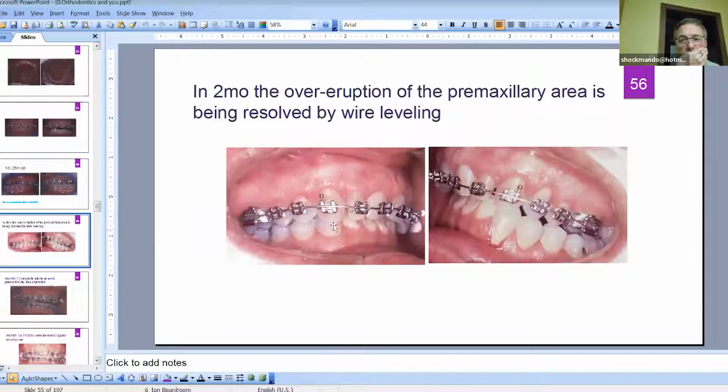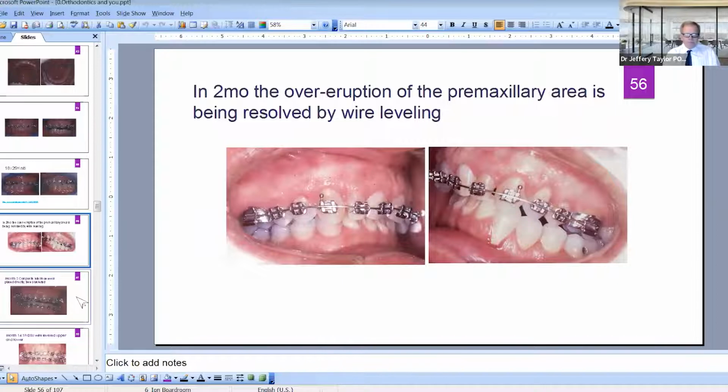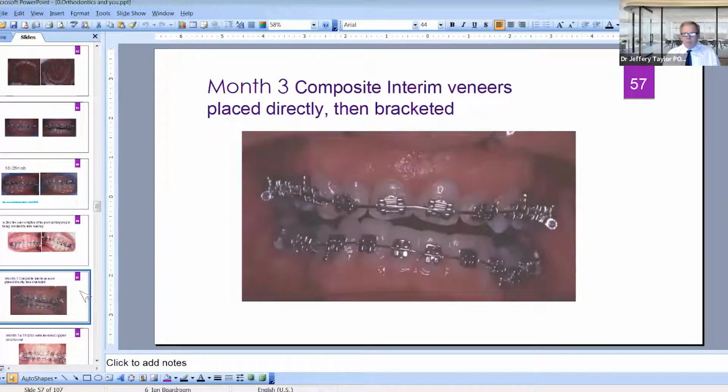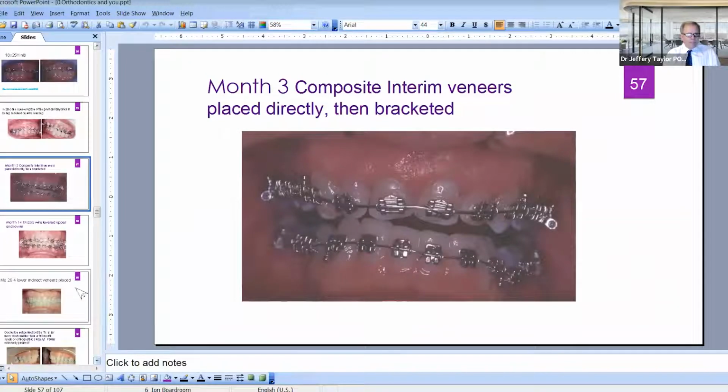And you can see that it's starting to develop, that the premaxillary area is being resolved by the wire leveling. They were super over erupted. Now they're moving up and they're moving forward. And they keep moving up and forward until we can finally get some composite on the lower incisors. And then we're going to put brackets on top of the composite, because the brackets don't stick well to dentin, and we need to build them up anyway.